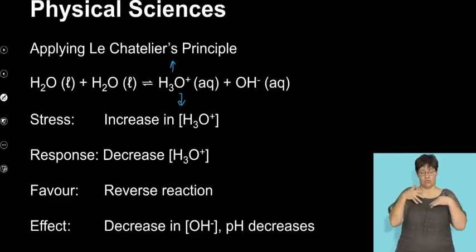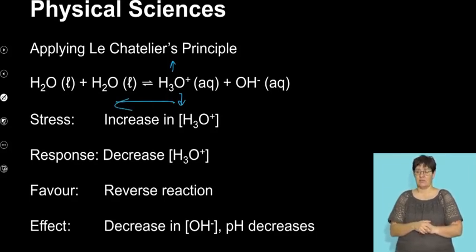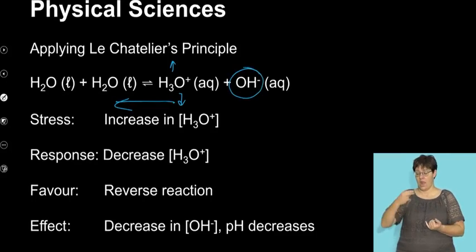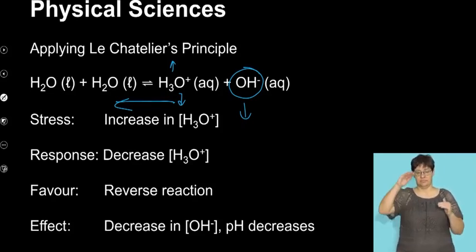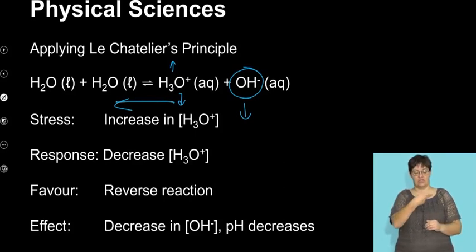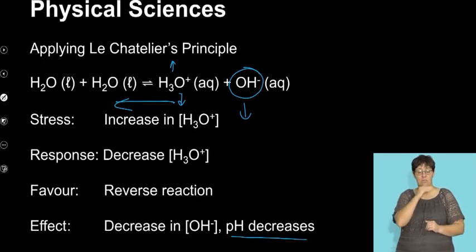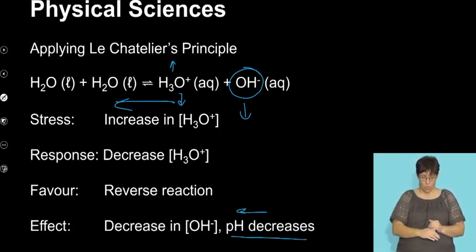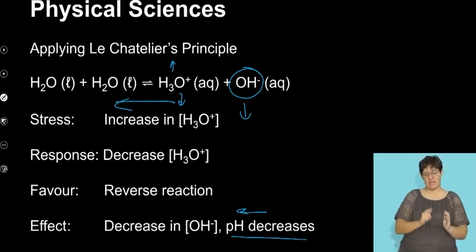So our reverse reaction will be favored, which means that we will decrease the hydroxide ion concentration in this process of favoring the reverse reaction, and a decrease in our hydroxide ion concentration actually means that our pH will decrease. And a decrease in pH actually means more between 7, from 7 to 0.